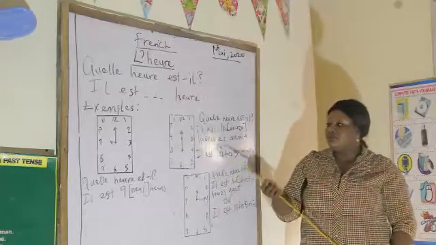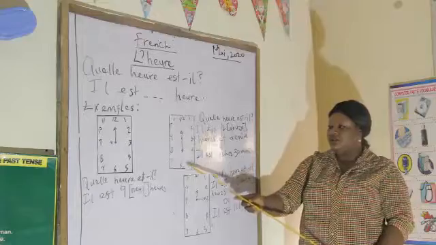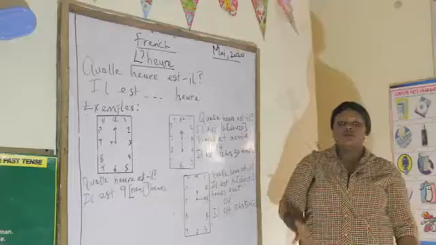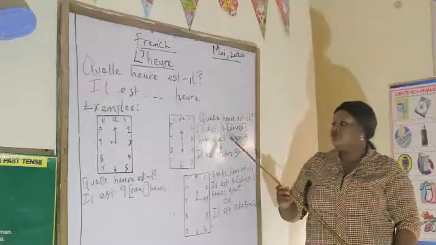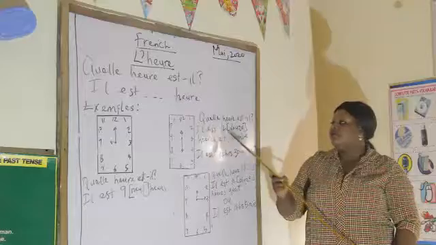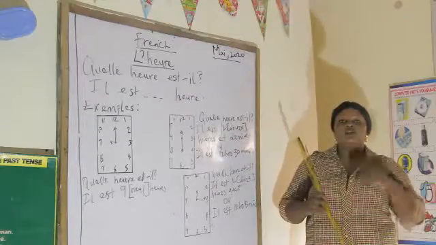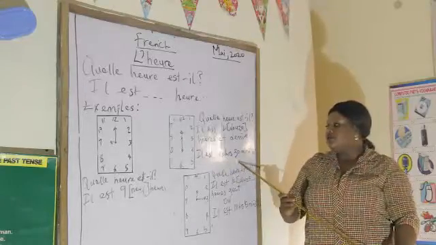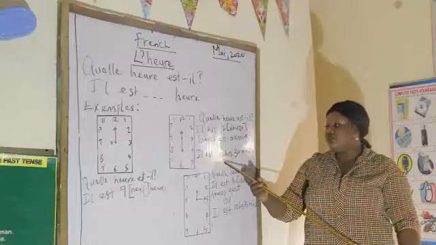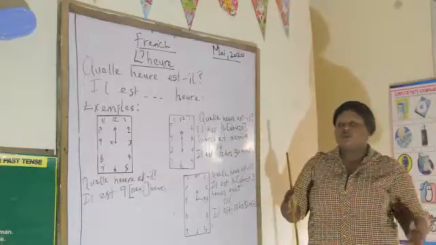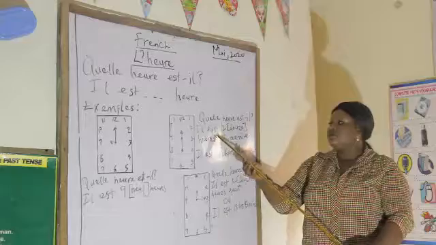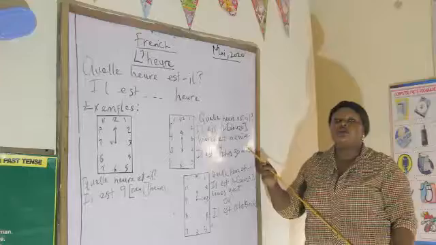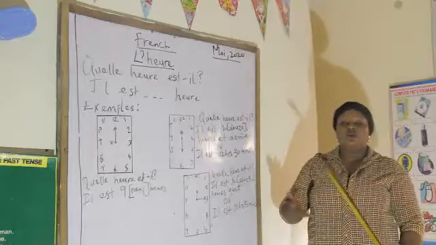Now the second example, the hour hand is touching 12 and the minute hand is touching 6. In English language, it is 12:30. To say it in French, you say il est 12h30. Il est 12h30, meaning it is half past 12. Or you simply say il est 12h30, meaning it is 12:30.